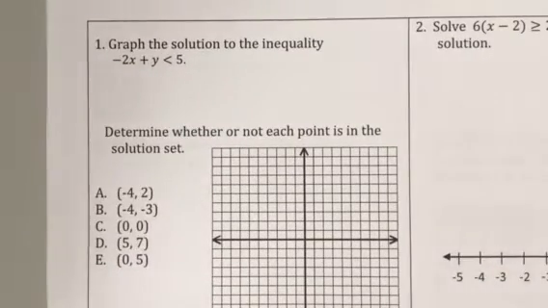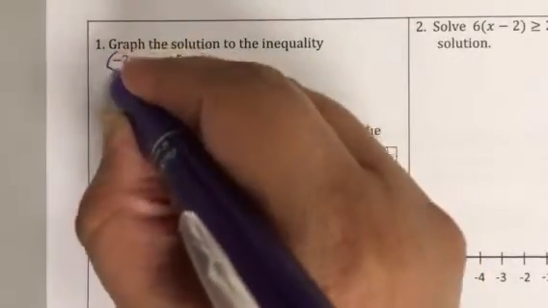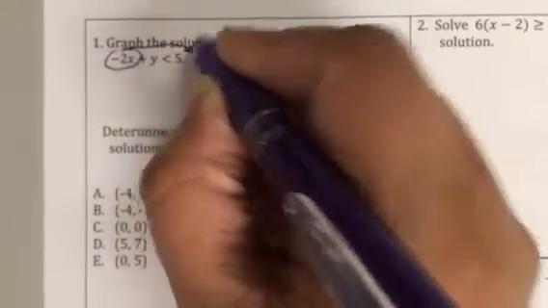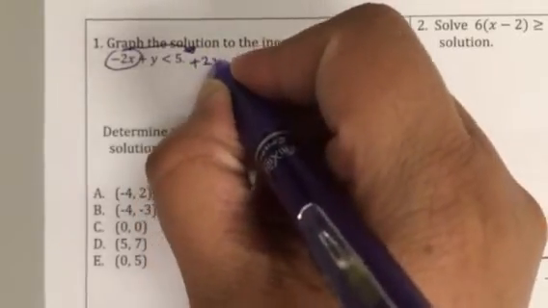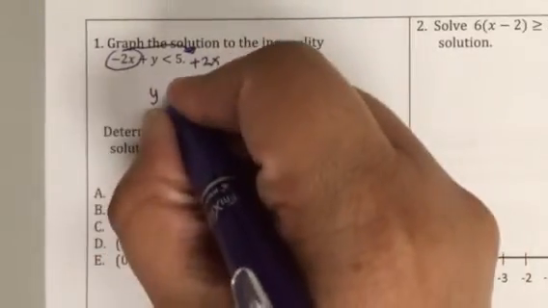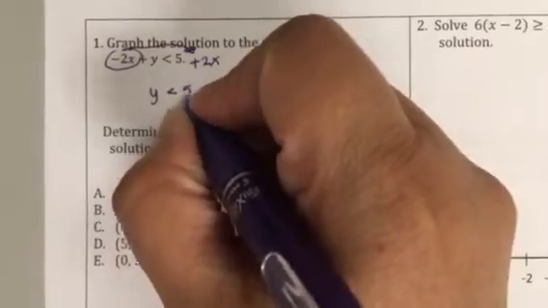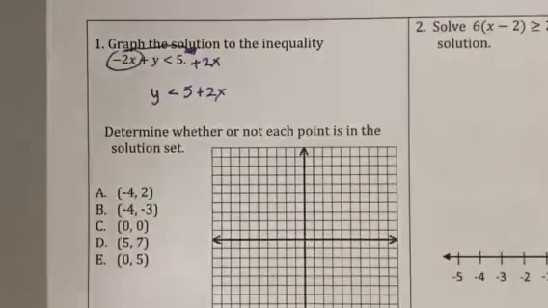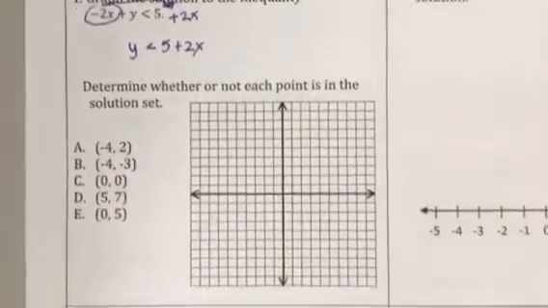We're going to graph the solution to the inequality negative 2x plus y is less than 5. Before we can graph this, we need to make it in slope-intercept form. So this will go over, y is now less than 5 plus 2x. Now we can graph this.